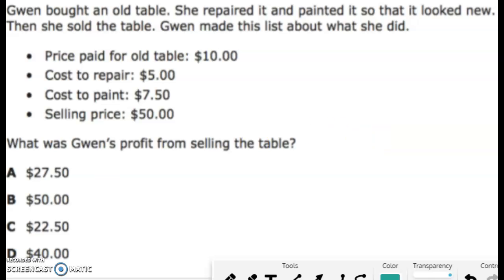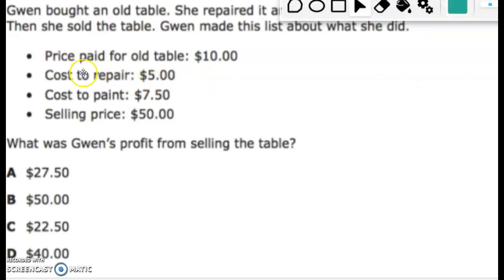Okay, so now this last example, go ahead and solve this very last example for me. Okay, so it says Gwen bought an old table. She repaired it and painted it so that it looked new. Then she sold the table. Gwen made this list about what she did. So she bought the table, so the price that she paid for the table was $10.